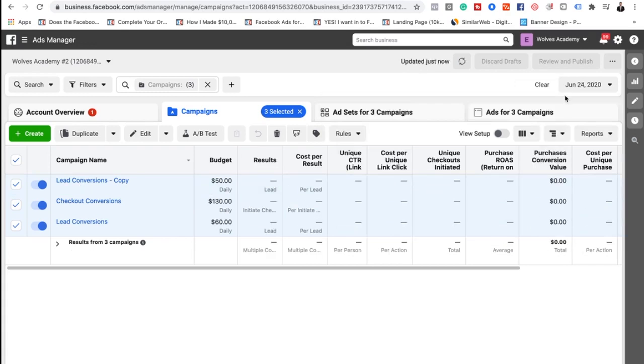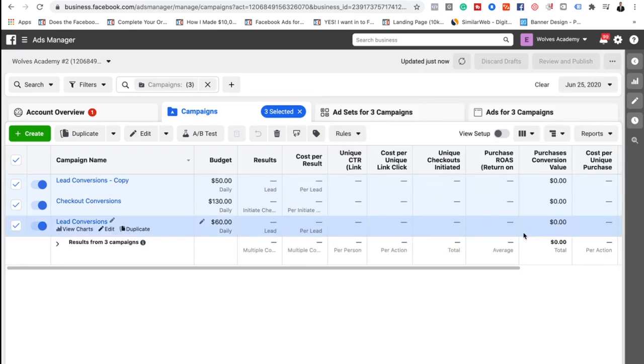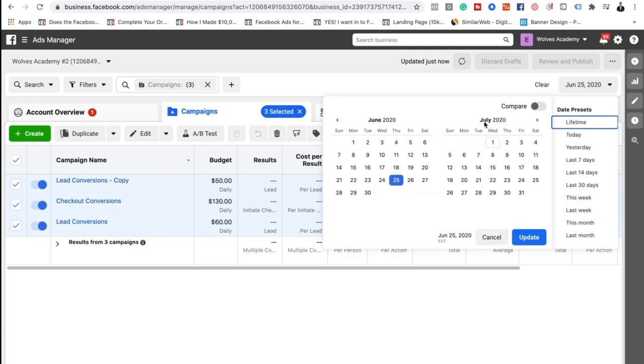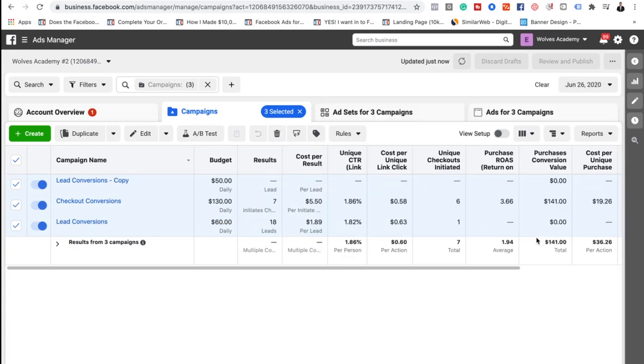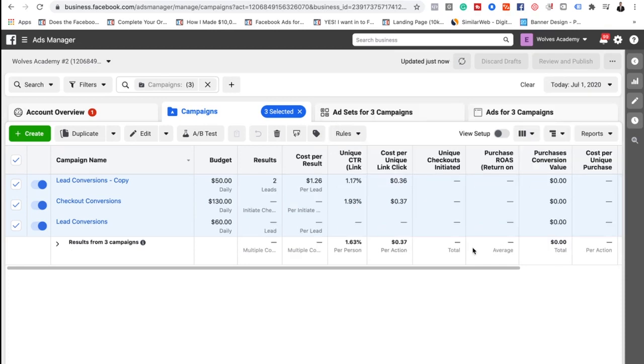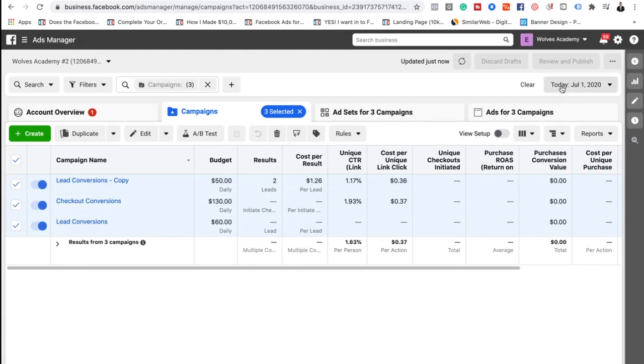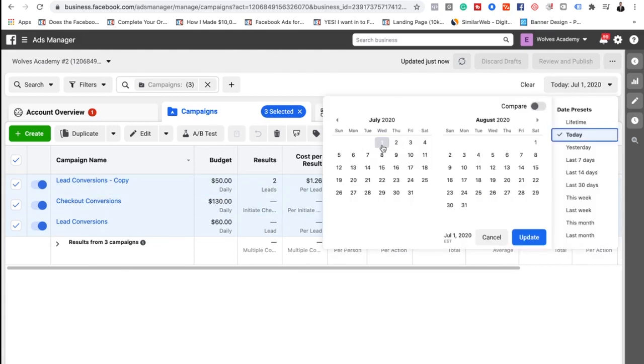So we didn't spend any money on the 24th. Did we spend any money on the 25th? We didn't even spend any money on the 25th. The 26th. All right, so we started spending money on the 26th. So from the 26th, we haven't even spent enough money on the 1st. Let's look at the 1st. The 1st has been, so far we spent $9.